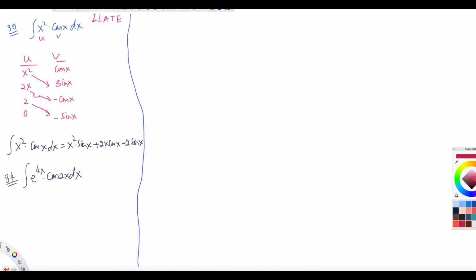Is there an inverse function? No. Is there a logarithmic function? No. Is there an algebraic function? No. Is there a trig function? Yes. So that is u, and the other one is v, right? If you find the derivative of cosine 2x, it will never go to 0. It will be cosine, sine, cosine, sine. Similarly, the repeated derivative of e to the 4x will be e to the 4x, e to the 4x, e to the 4x, like that. So it will never terminate.